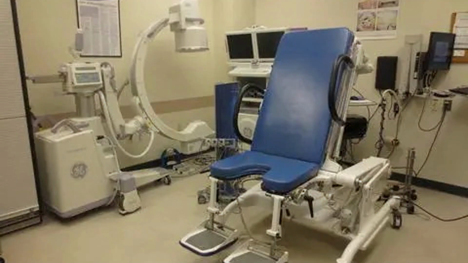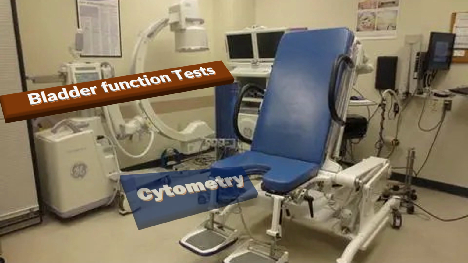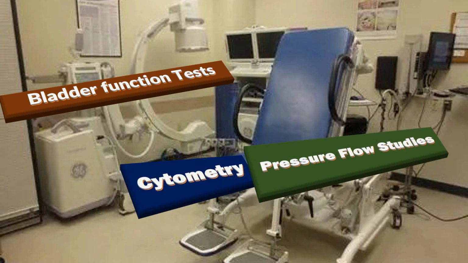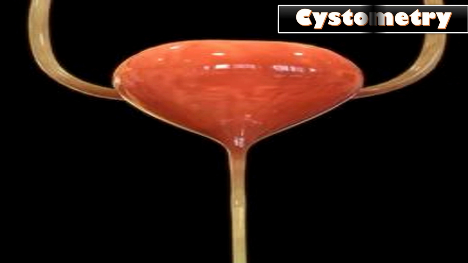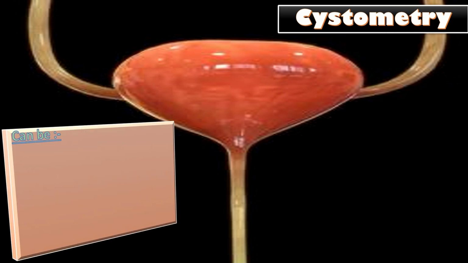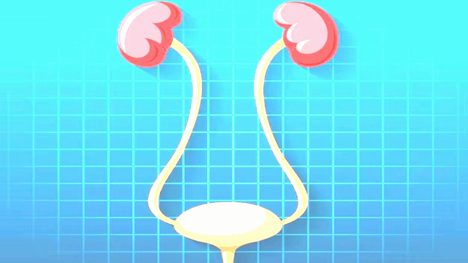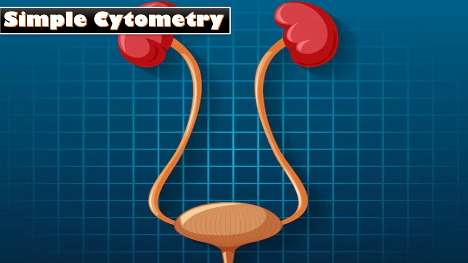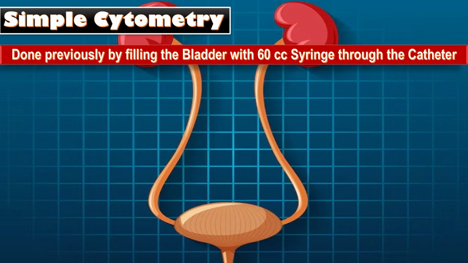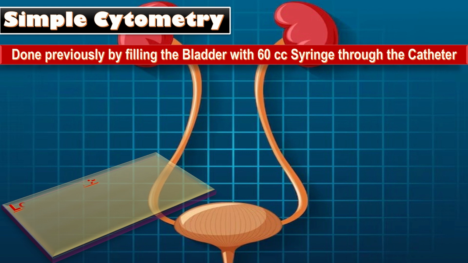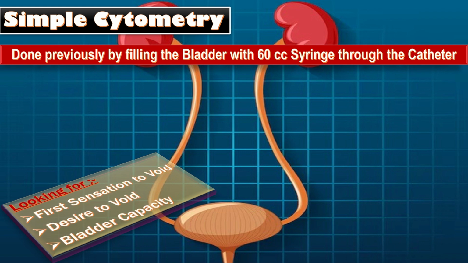The bladder function tests include cystometry and the pressure flow studies. Cystometry can be simple cystometry performed by a gynecologist, or it can be multi-channel cystometry performed by a urogynecologist. Simple cystometry was done previously by filling the bladder with a 60 cc syringe through the catheter. The aim was looking for first sensation to void, desire to void, and the bladder capacity.